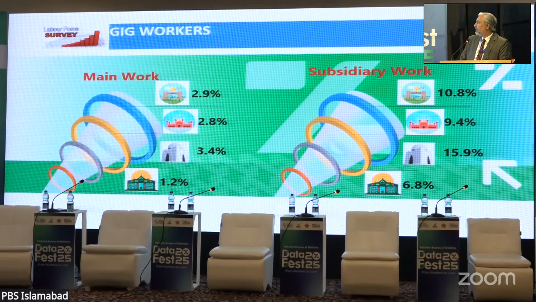This is the gig workers by province. In KP, it is 2.9% who take it as the main work, 2.8% in Punjab, 3.4% in Sindh, and 1.2% in Balochistan. As a subsidiary work, 10.8% in KP, 9.4% in Punjab, 15.9% in Sindh, and 9.8% in Balochistan.